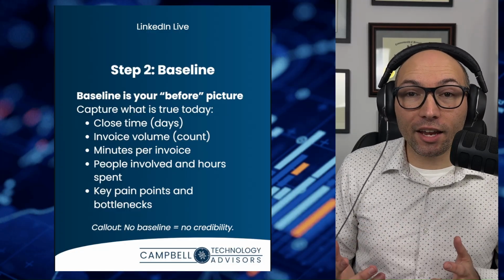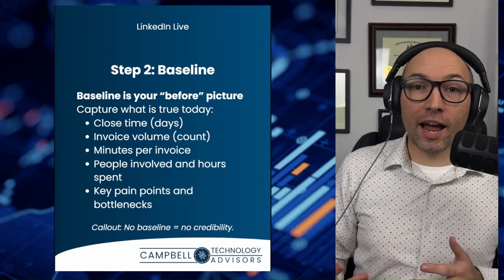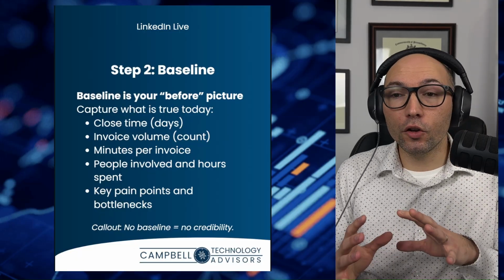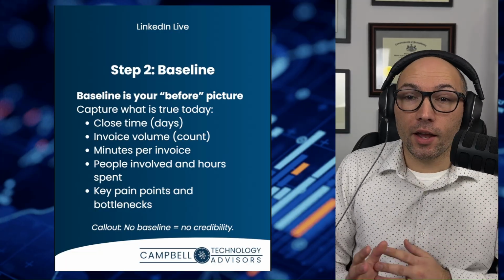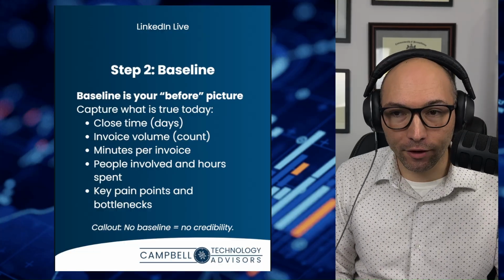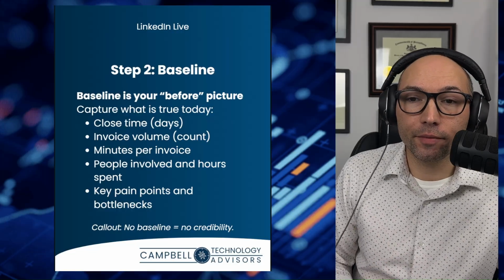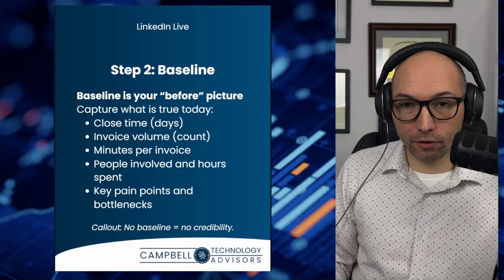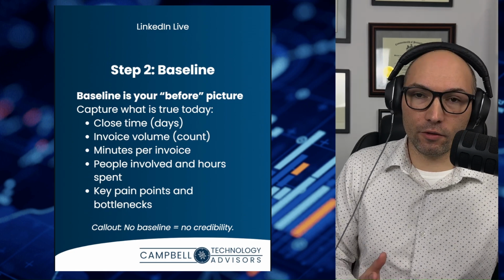You have to be tracking this today, or if you're not tracking it, you've got to come up with a mechanism to track it now and start getting some statistics to report on. So your baseline, it is measurable and it's specific. How long does close take today? Maybe today it's 28 days. How many invoices do we touch per month? Maybe it's 300. How many minutes does each invoice take end to end to process? How many people are involved? How much of their time goes into this?